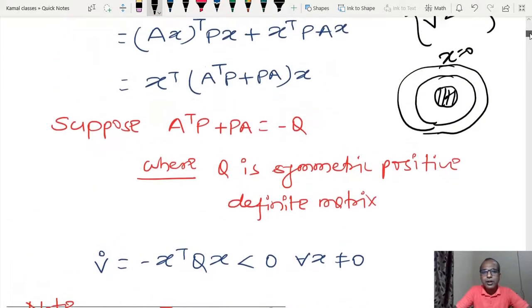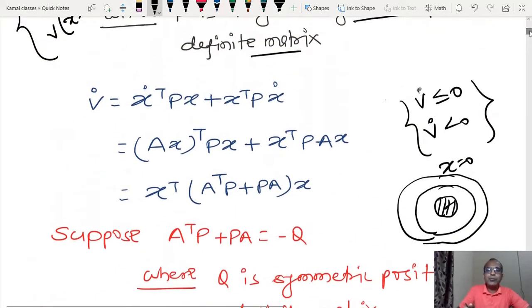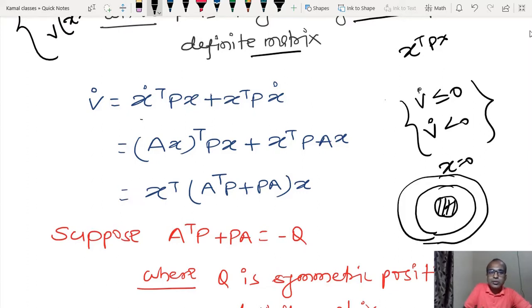Okay. Now I am going to take the derivative along the system trajectory. So V dot, I have x transpose P x, so V dot is x dot transpose P x, this first term, and again P is constant, so the derivative with respect to P is 0, because I assume that P is a positive definite symmetric matrix and each entry is real.